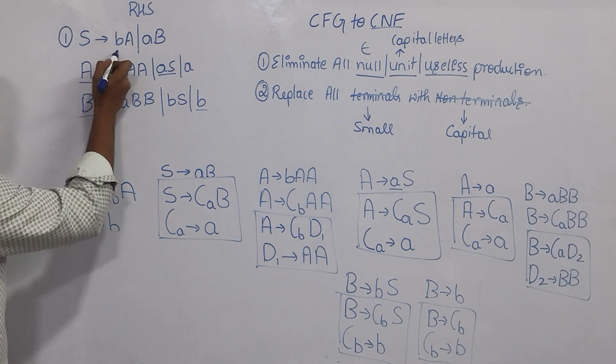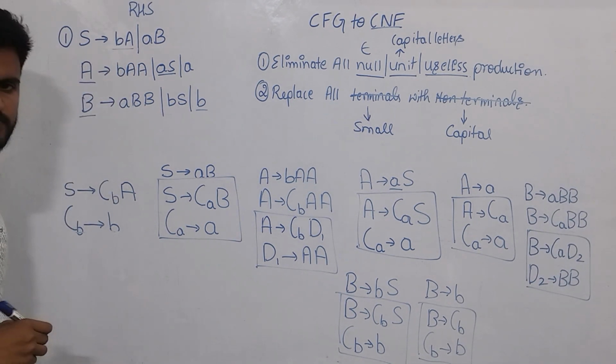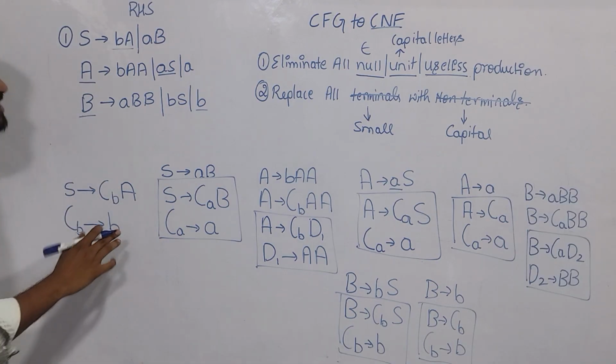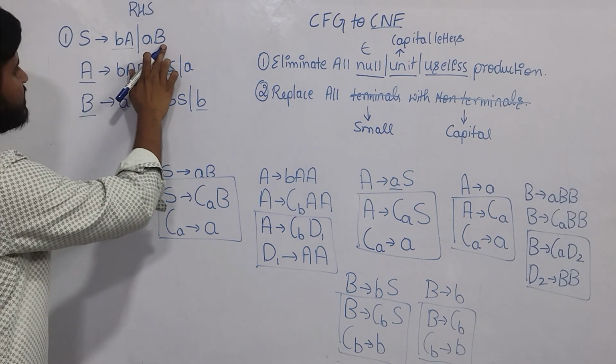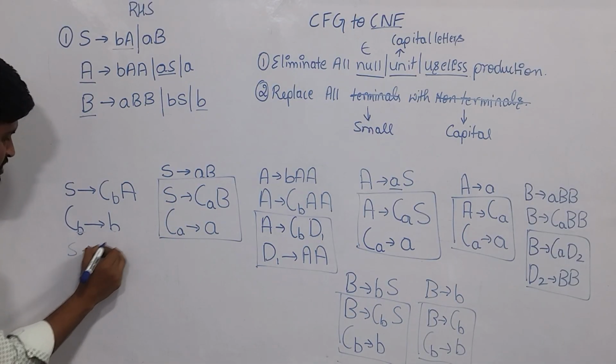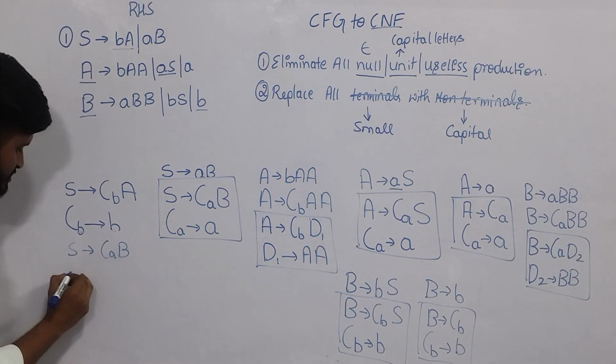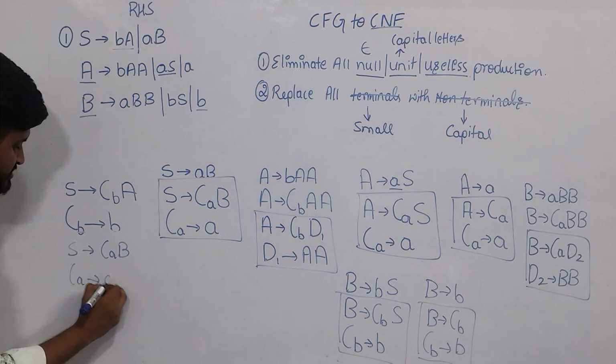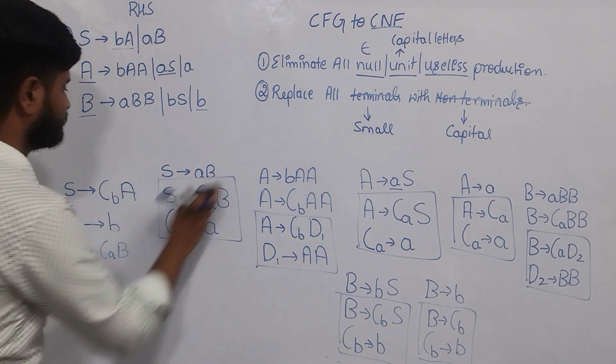For the first production, that is S producing small letter B, capital letter A. These were the last two. S producing small letter A, capital letter B. Let's write these two. S producing CAB. CA is replacing small letter A.